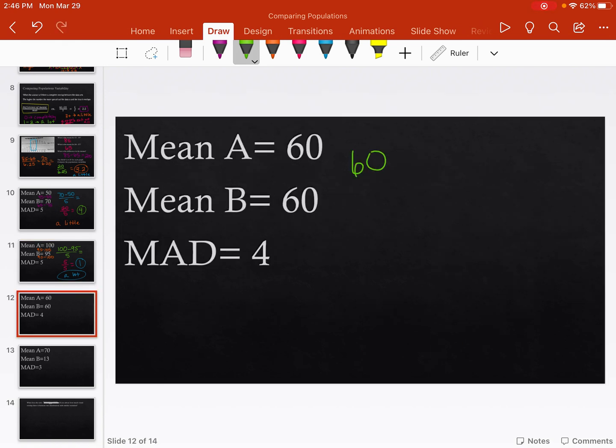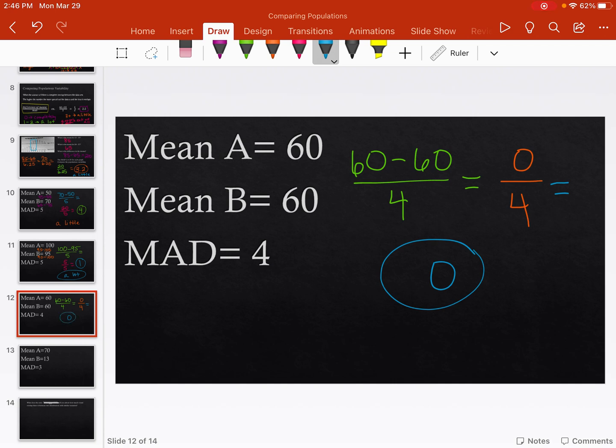Okay, difference of the means. So 60 minus 60 divided by the MAD. 60 minus 60 gives me 0 over 4, which is equal to 0. Okay, and then 0, remember, means there's no difference. So here they are completely overlapping. They overlap completely.